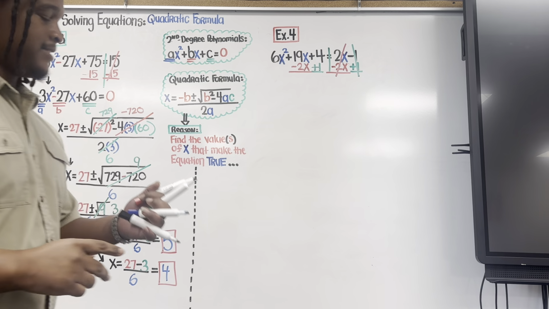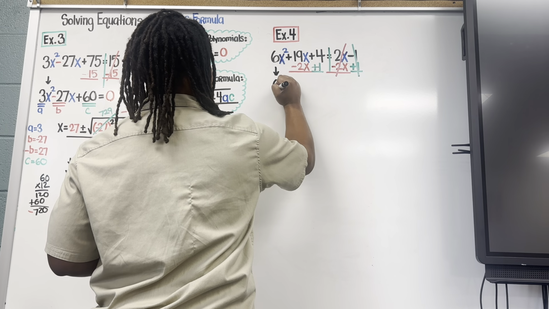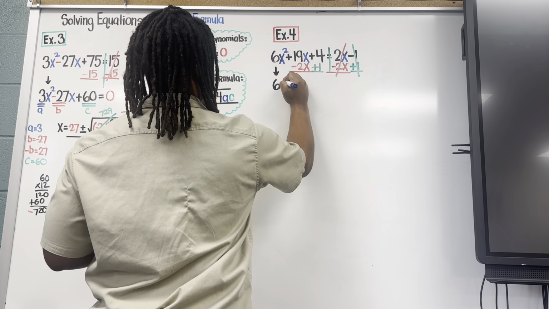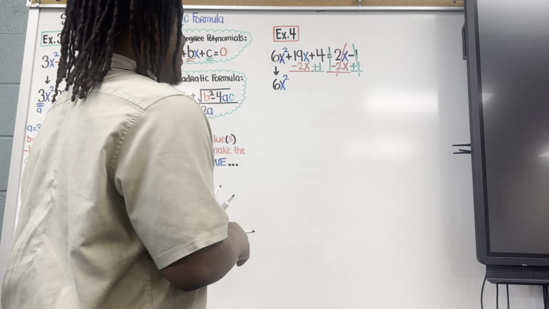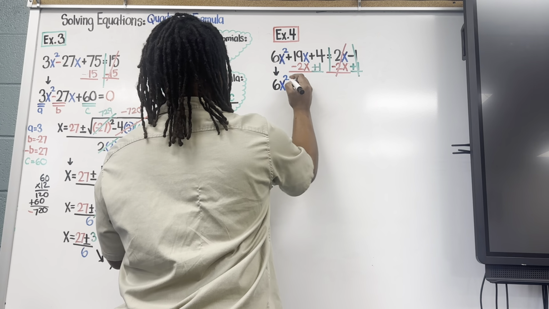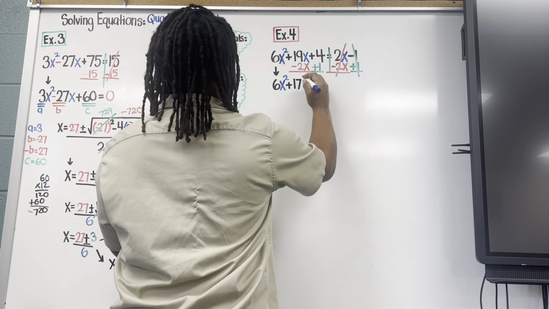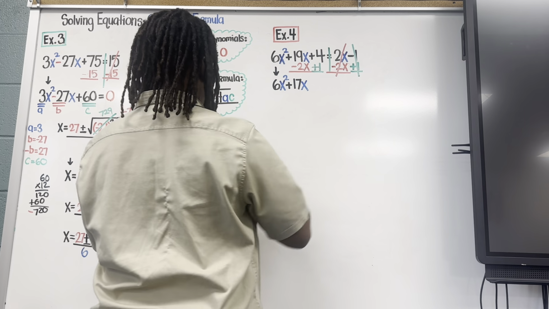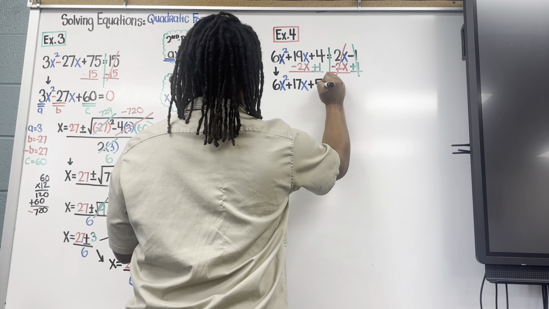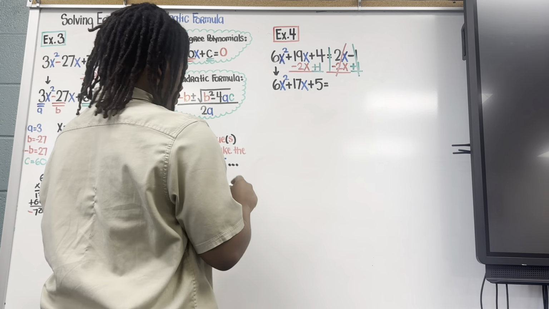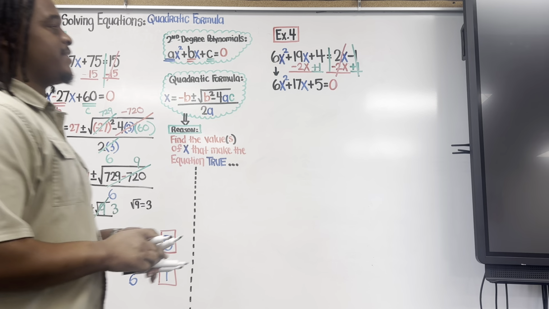Okay, so now, ladies and gentlemen, let's go ahead and rewrite everything. 6x to the second power is still going to stay the same. 19x minus 2x is 17x. And then 4 plus 1 is 5. Simple. And once again, this all equals 0 because we moved everything to one side, so that whole equation is set to equal 0.